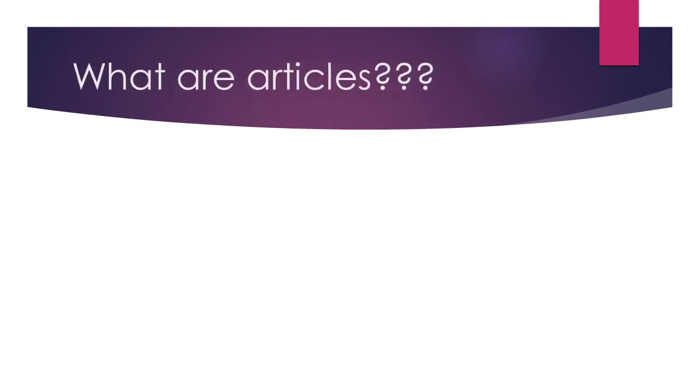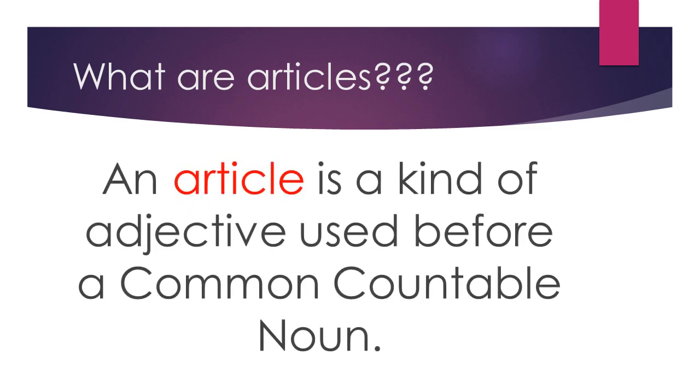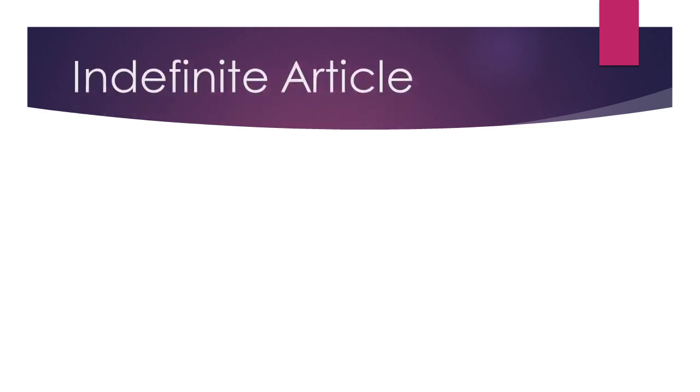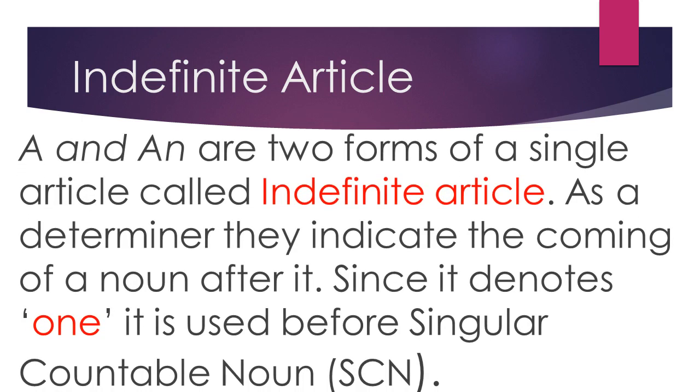First of all, what are articles? An article is a kind of adjective used before a common countable noun. Indefinite article. Let us take a quick revision of indefinite article that we did in our previous class. A and An are two forms of a single article called indefinite article.